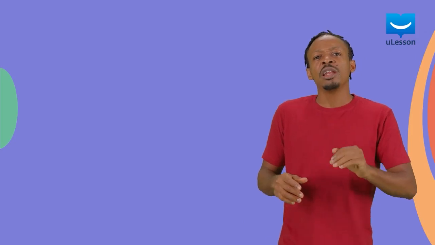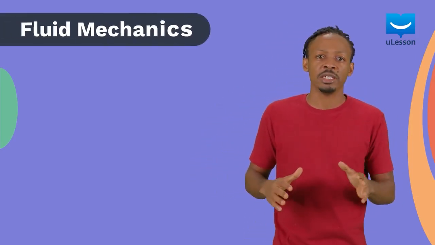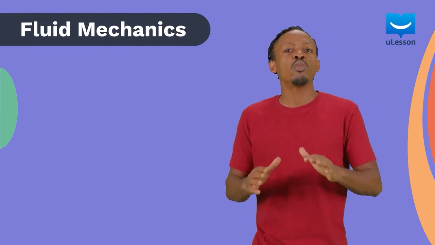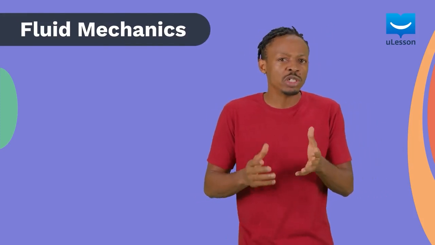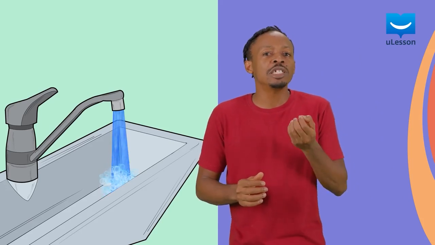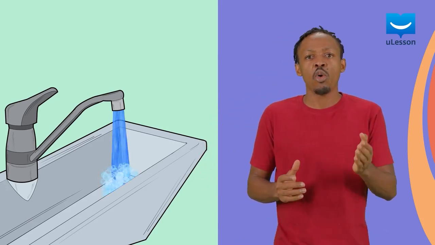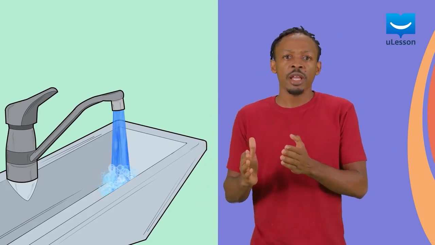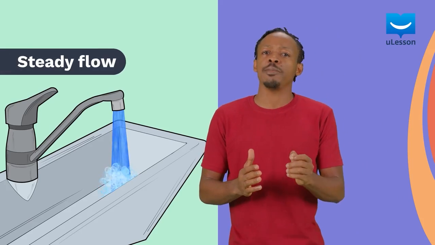So in this one, let's take a deep dive into fluid flow, which is part of a larger area of study known as fluid mechanics. Let's start with the types of flow using water in a pipe. Fluid flow can be described as steady or unsteady. Steady flows do not change with time.